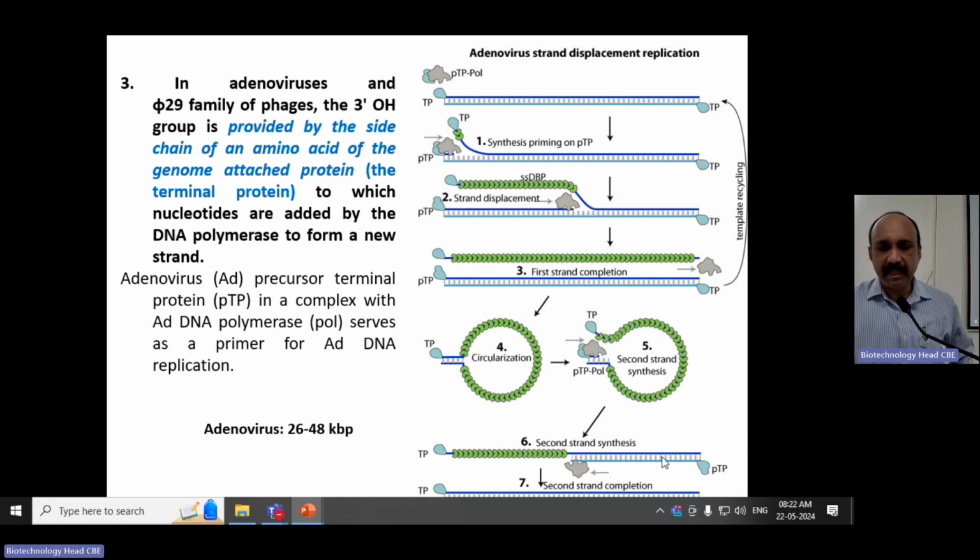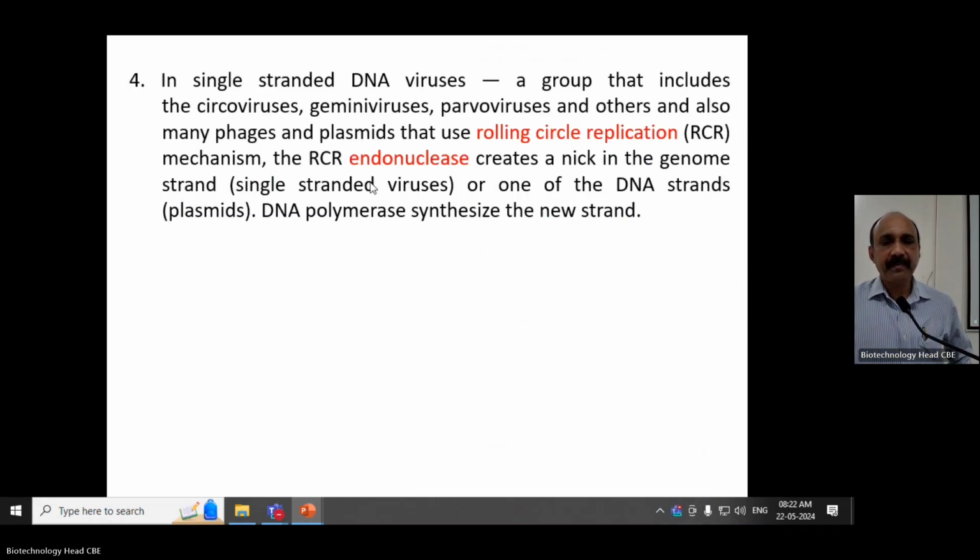After forming this, there can again be formation of second strands, and this can replicate. Replication can go on and recycling. So this is in the viruses.